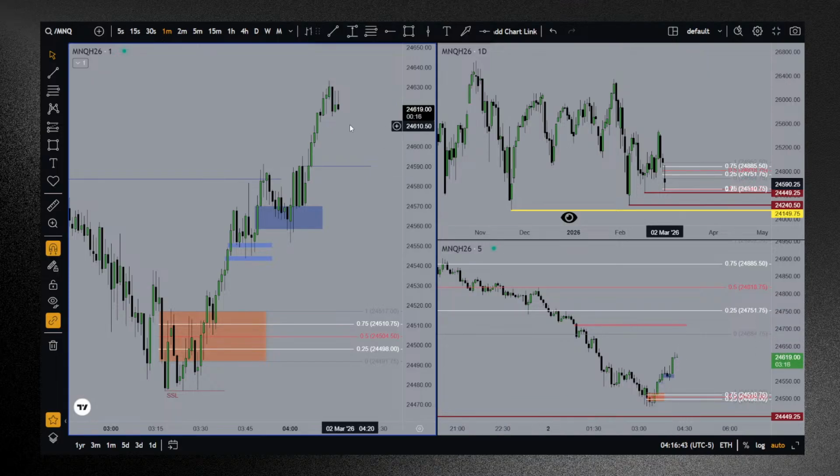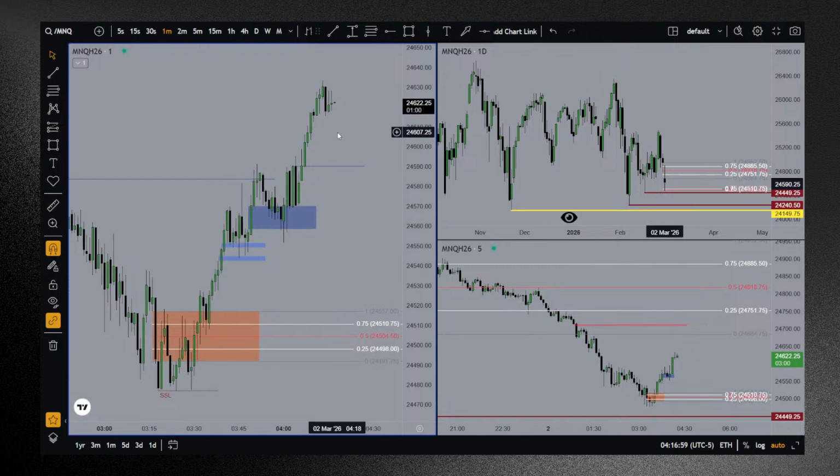Doesn't mean it will go there, because it's against the higher time frame bias. In my opinion, it's even better if it fails to go there, but I have to at least give it a chance to do so, and that's what it is.